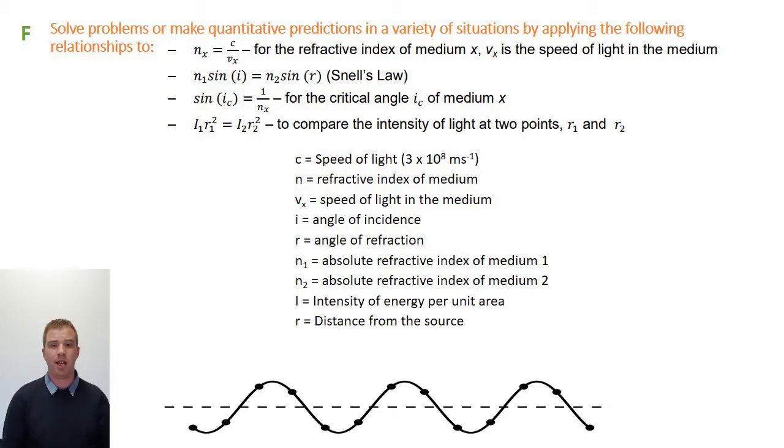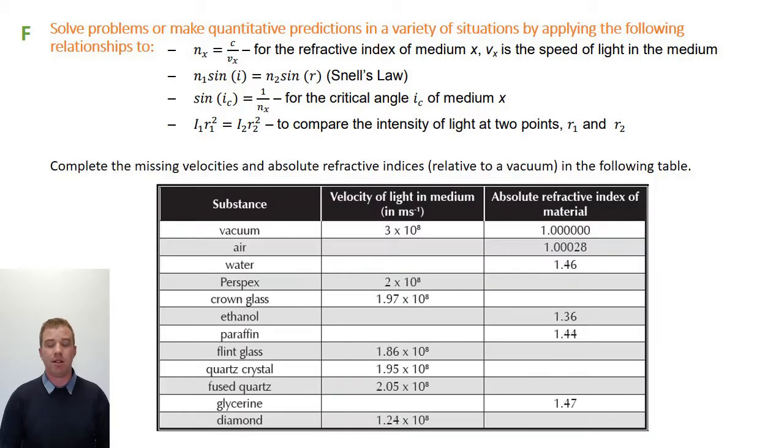So let's have a look here at where we can use these equations. You will see a table appear now on the screen, and it's got missing values for the velocity of light in the medium and the absolute refractive index of that material. I'm going to give you the opportunity now, if you would like to pause and do it yourself, it's up to you, or if you want to see a worked example, I'm going to do air and Perspex on my next slide. So I'm going to give you the chance now to pause it.